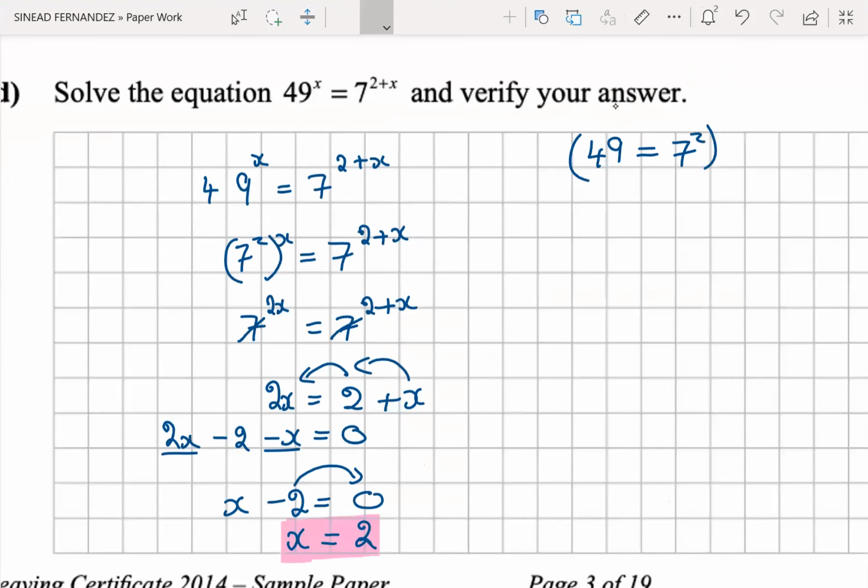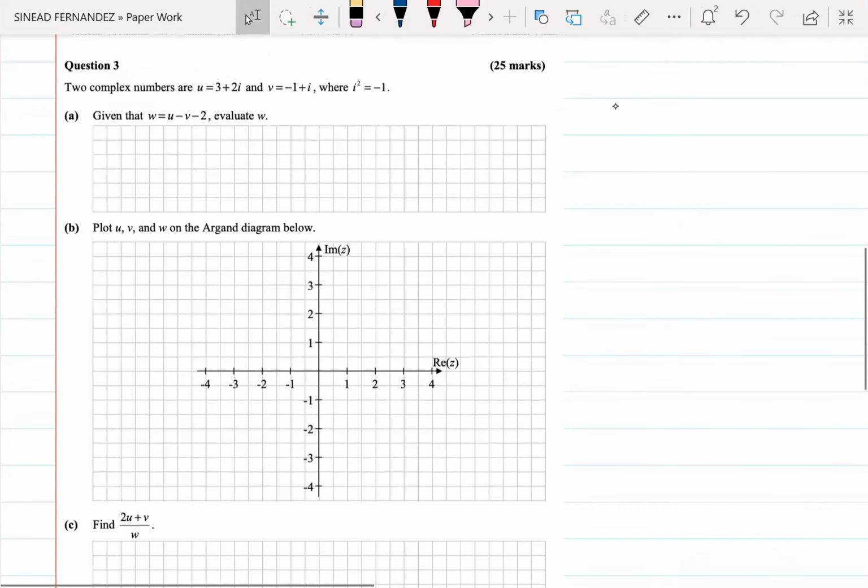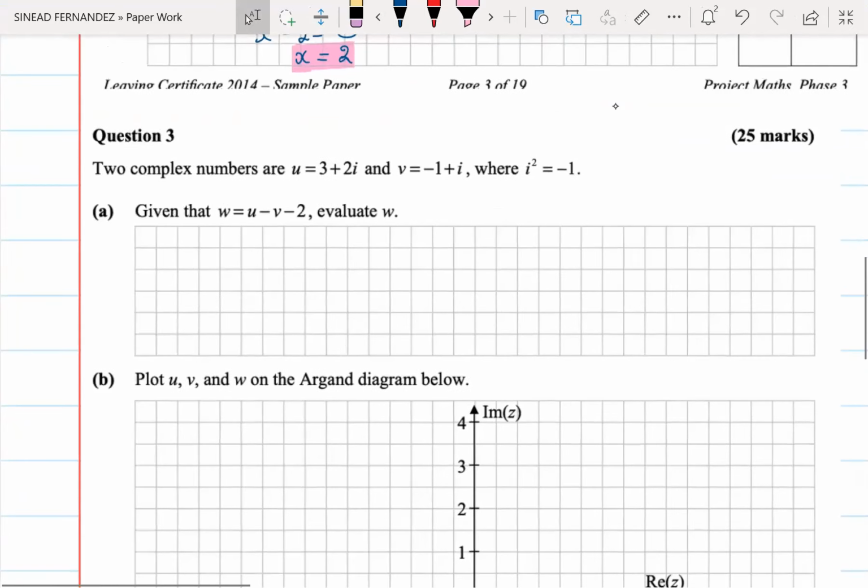Okay, so that was question 1 from the 2014 sample paper. Question 3 was another one from paper 1 as well. Okay, let's have a look. It's a complex numbers question, this one.